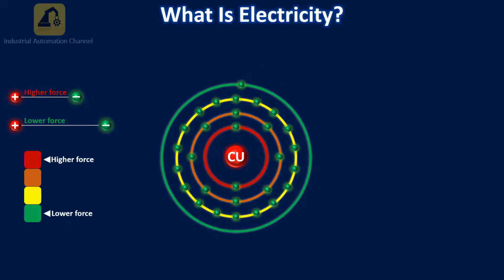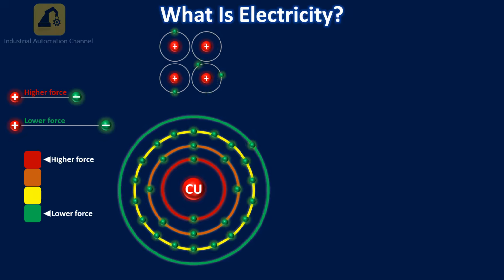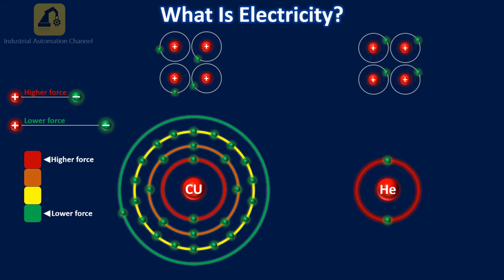So in copper, some electrons are not bound to a single atom. They form a shared cloud of electrons that move through the metal. As a result, inside copper, there are lots of free electrons ready to move. But in materials like plastic and in gases like helium, the outer electrons are held very tightly to their atoms, so there are almost no free charges available to move.